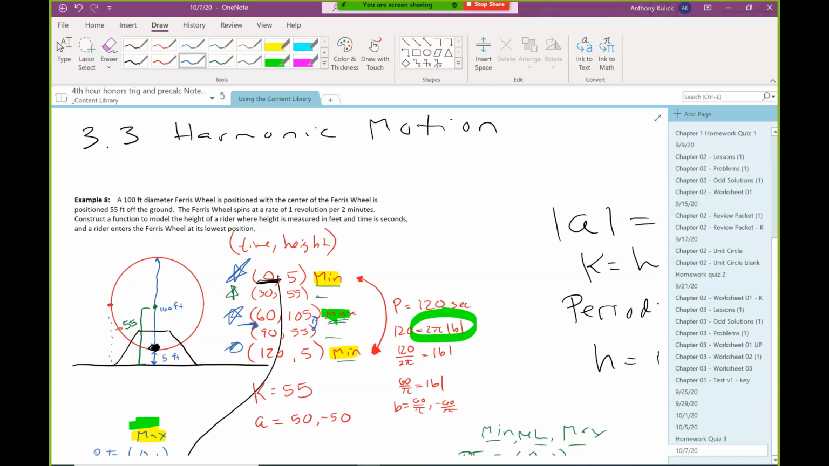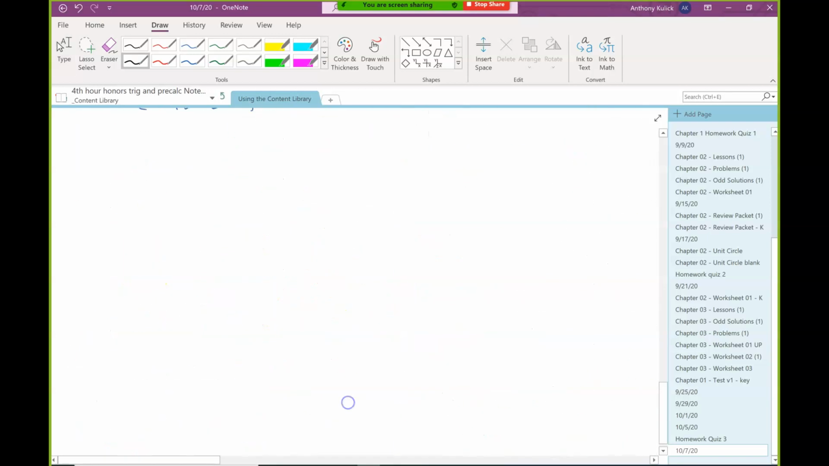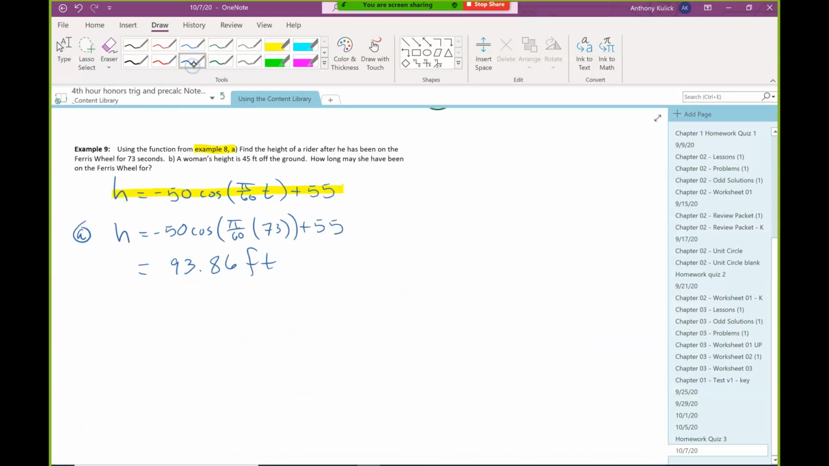Who's pretty convinced that we have the right answer? I would be. This seems pretty reasonable. But thinking about the physical problem and making sure your answer makes sense is a good way to check your work. If you had used degree mode, you would have gotten a cuckoo crazy answer here. Everybody good with that?